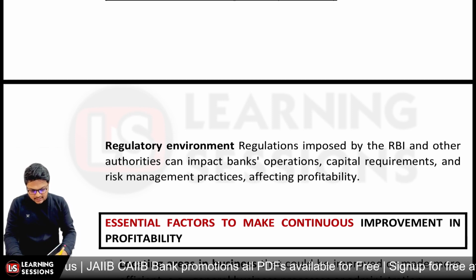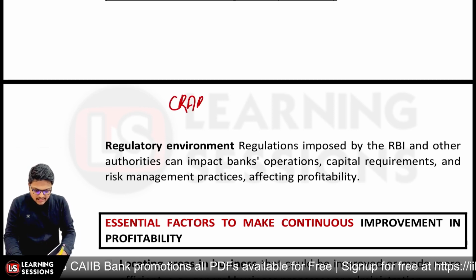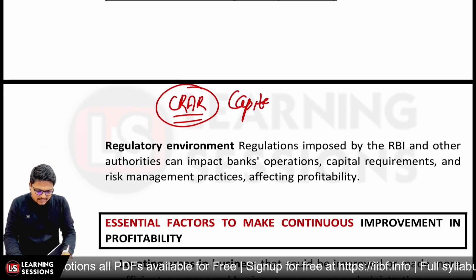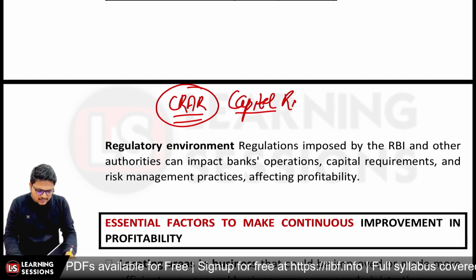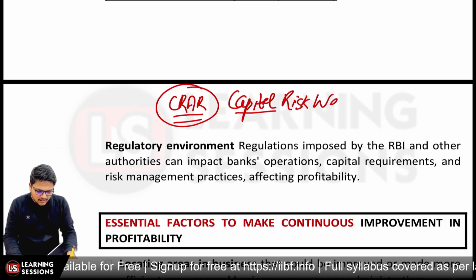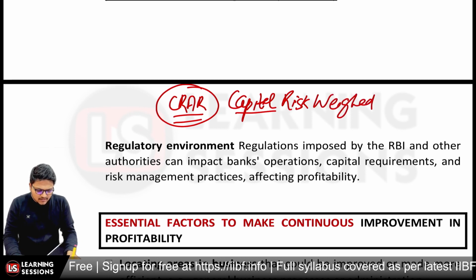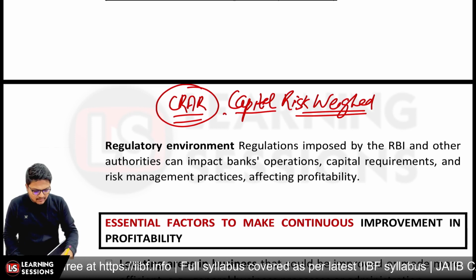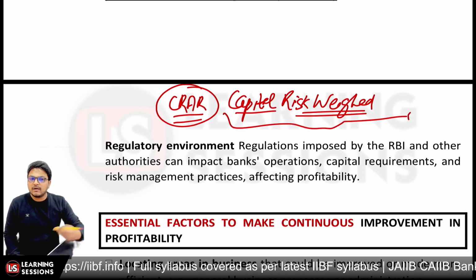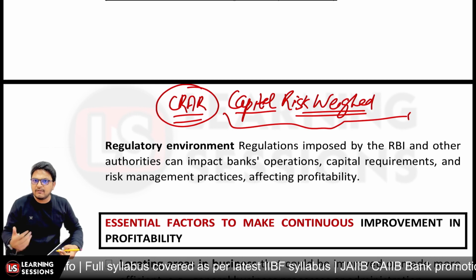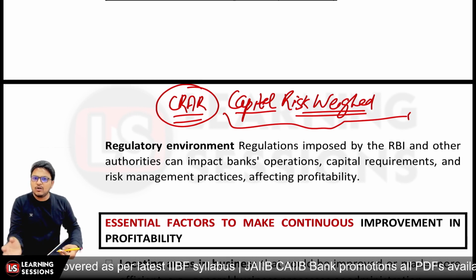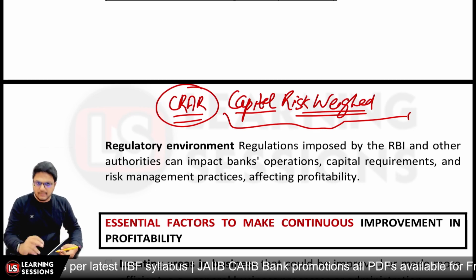Let's say CRAR is to be maintained. Now what is CRAR? CRAR is the capital risk weight asset ratio. As per the Basel III guidelines, the capital risk weight asset ratio is to be maintained, right? In that scenario, as per the risk weight of your assets, the capital is to be maintained, and you'll be having a low level of funds available for lending, and ultimately the profitability will reduce, right? So the different regulatory environment will be leading to either an increase or decrease in the profitability, right?